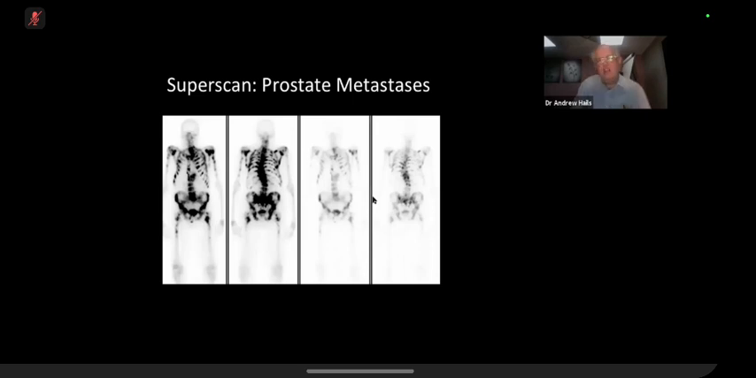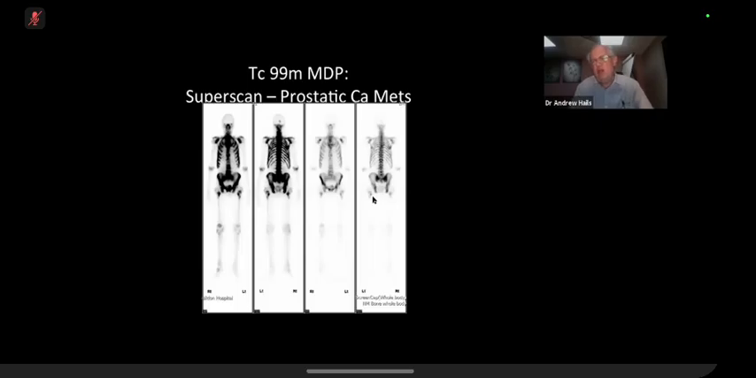Now, and then you look at this one, and this is also a super scan, but of course it's an easy super scan because there are still foci of increased uptake. And so it obviously, or not obvious, but it very much looks like metastases, whereas the previous one, you know, it's generalized.